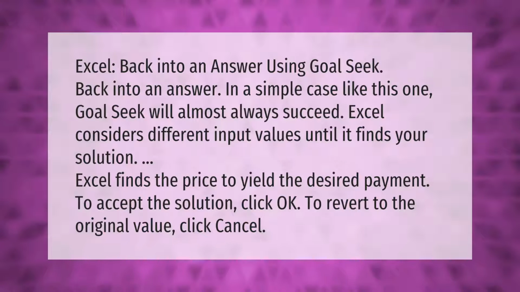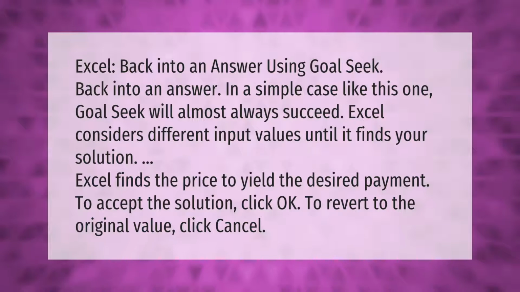Excel. Back into an answer using GoalSeek. In a simple case like this one, GoalSeek will almost always succeed. Excel considers different input values until it finds your solution. Excel finds the price to yield the desired payment. To accept the solution, click OK. To revert to the original value, click Cancel.